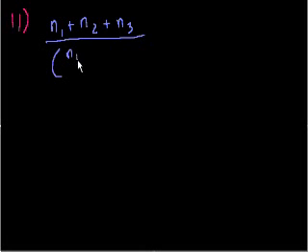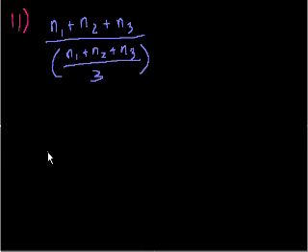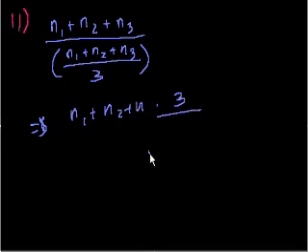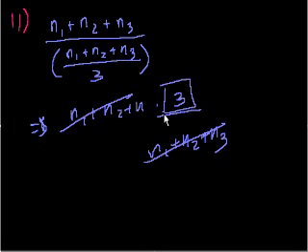Well, what's the average? It's n1 plus n2 plus n3 divided by 3, right? And if you divide by a fraction, that's the same thing as multiplying by the reciprocal. So it's n1 plus n2 plus n3 times 3 over n1 plus n2 plus n3. So this cancels out, and all we're left with is 3, which is the number of numbers we had, right? And you could have done this with 16 or 20 or whatever.